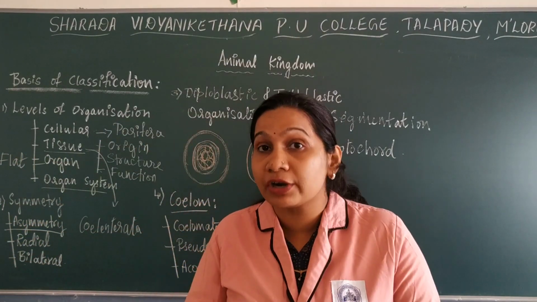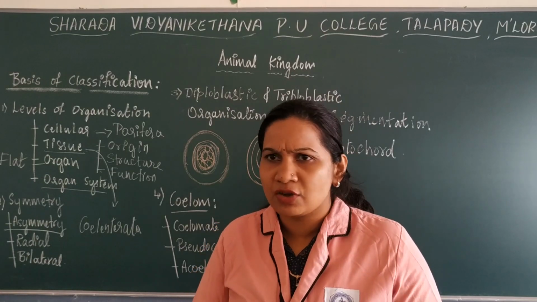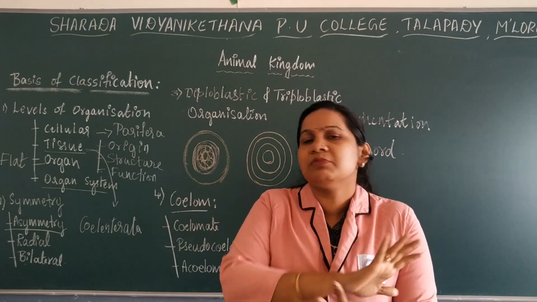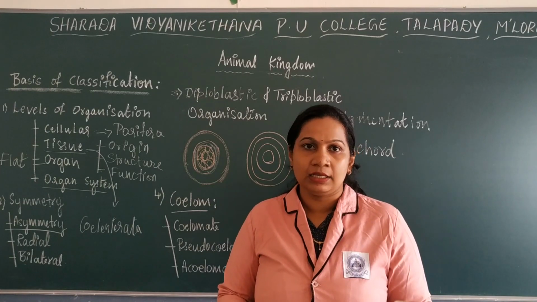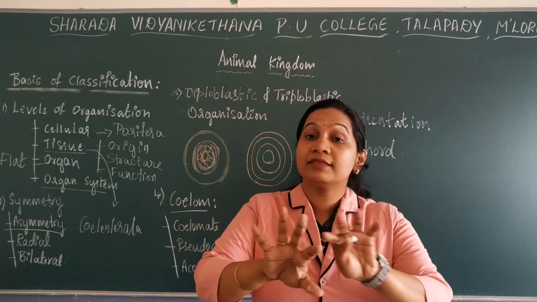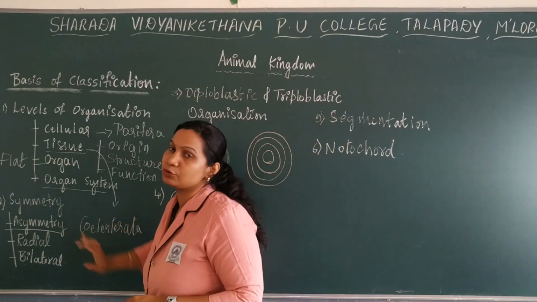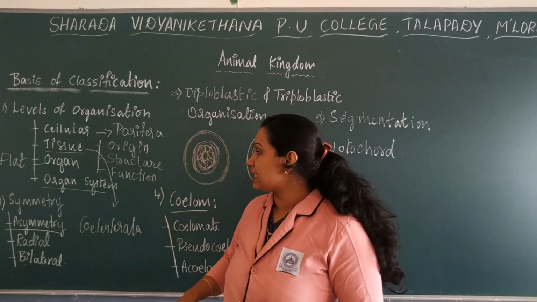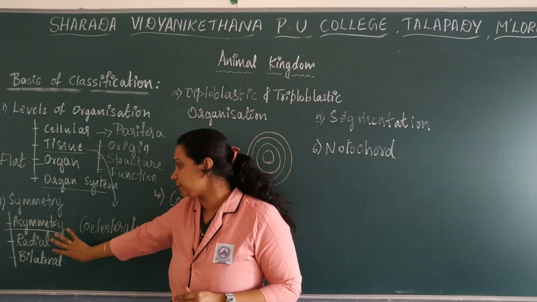Their body does not have symmetry. What does that mean? At any angle, if we cut that organism, we won't get equal halves. Whether or not the line passes through the central axis, we will not get equal halves at any angle, then it is known as an asymmetrical organism. For example, sponges are asymmetrical, right?